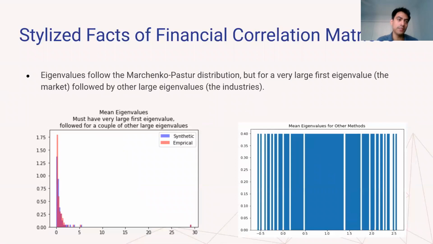The next 2 stylized facts are that the eigenvalues follow the Marchenko-Pastur distribution. That means that there's a very large first eigenvalue that symbolizes the market, followed by other large eigenvalues that symbolize the industries. And here in the bottom left, we have the same comparison. CorrGAN and empirical overlap with each other, and you will be able to see that they're similar. The first eigenvalue is really high compared to the other ones. Slowly you see a few more high ones until it levels out. But the eigenvalues for other methods are all about the same. So that's another tell that CorrGAN is able to generate realistic matrices.